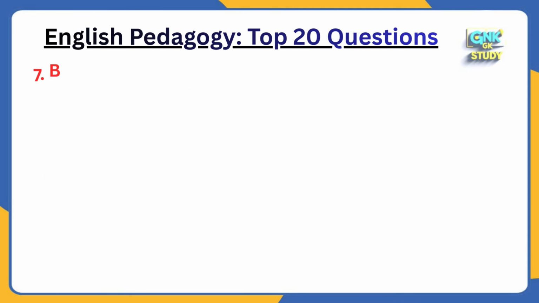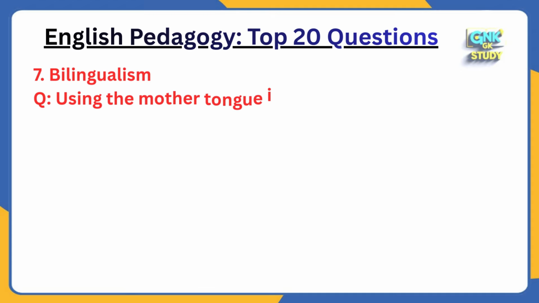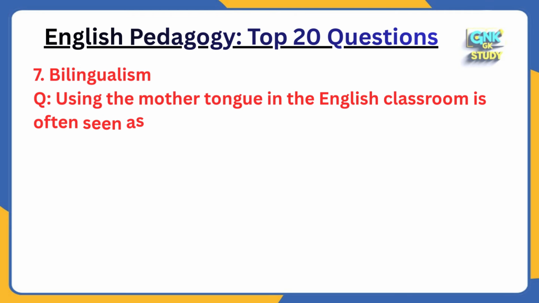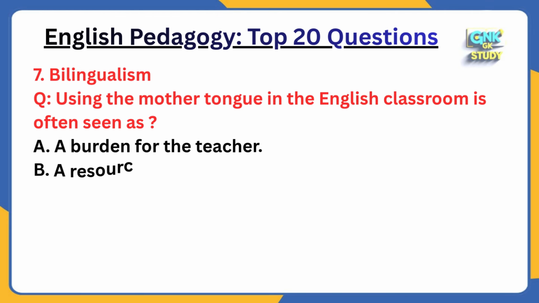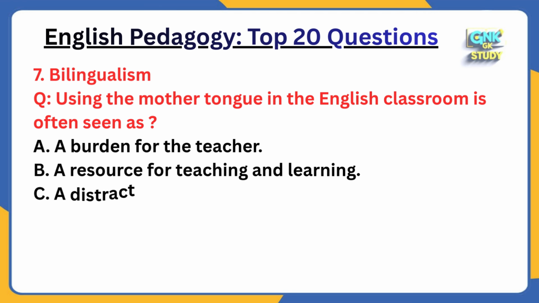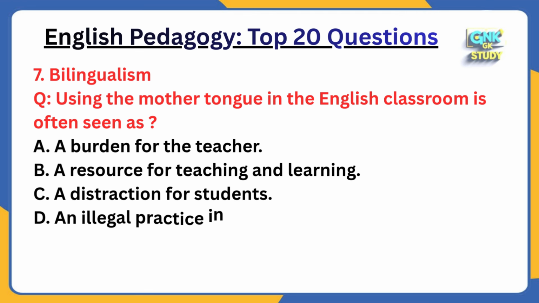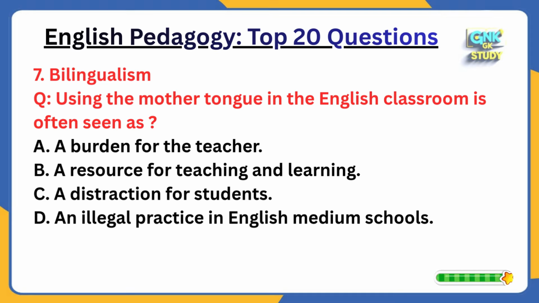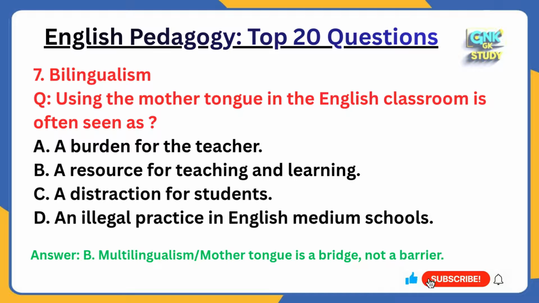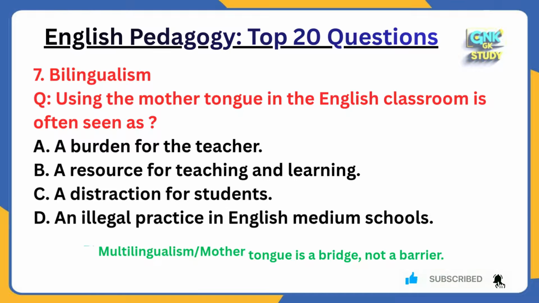7. Bilingualism. Question. Using the mother tongue in the English classroom is often seen as A. A burden for the teacher, B. A resource for teaching and learning, C. A distraction for students, D. An illegal practice in English medium schools. Answer B. Multilingualism or mother tongue is a bridge, not a barrier.